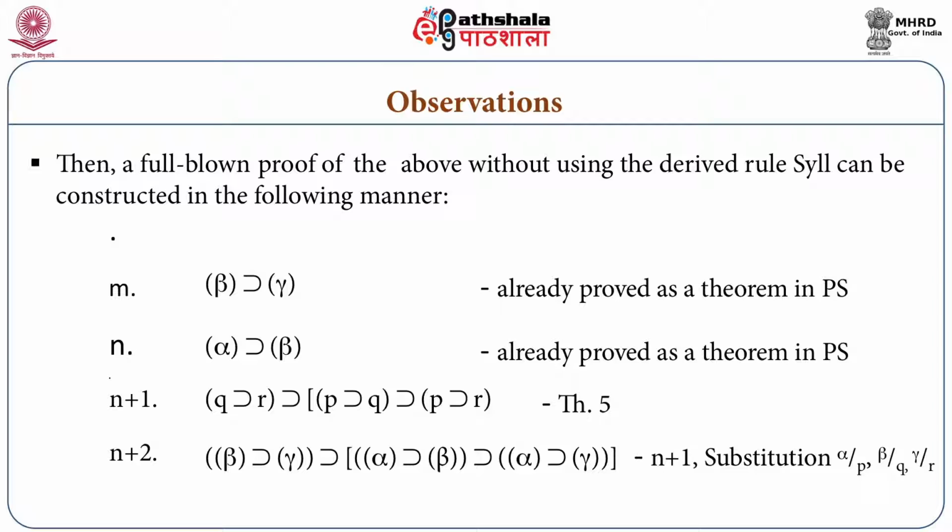So if we substitute every occurrence of P, which is in object language, theorem number 5, by alpha, and substitute Q by beta, and substitute R by gamma, we have this new structure. Beta implies gamma together implies, if alpha implies beta, then alpha implies gamma. Now this is in meta formula.